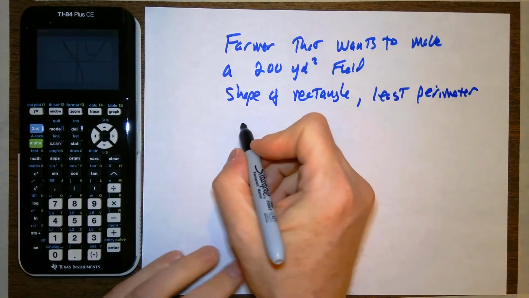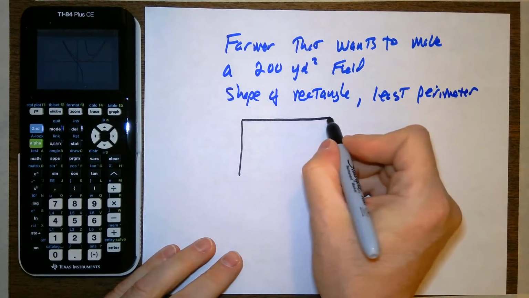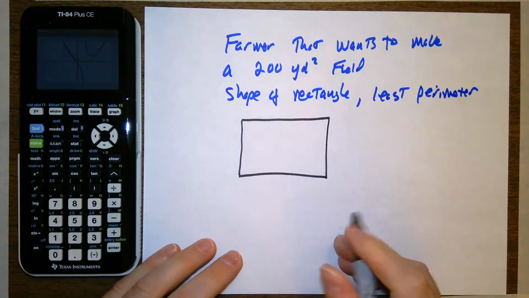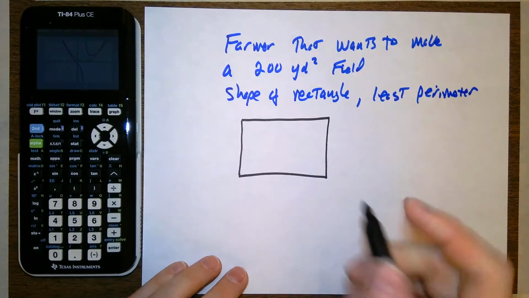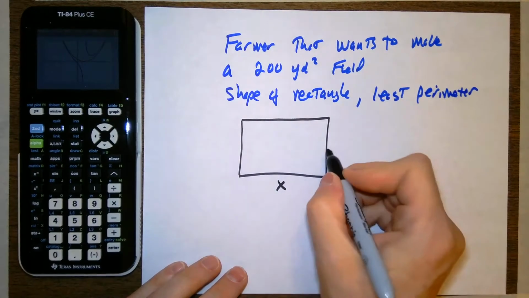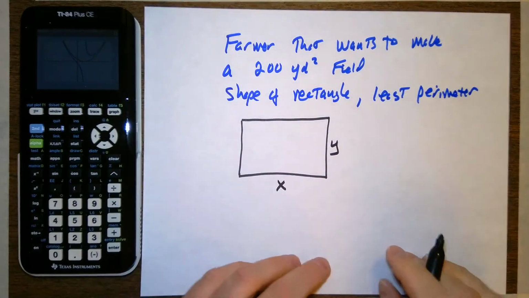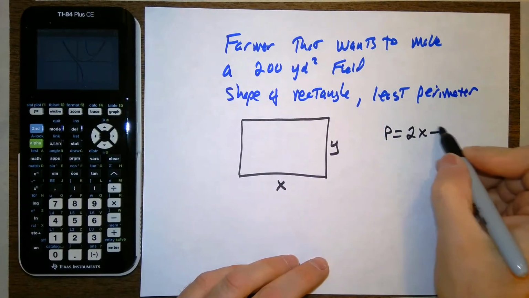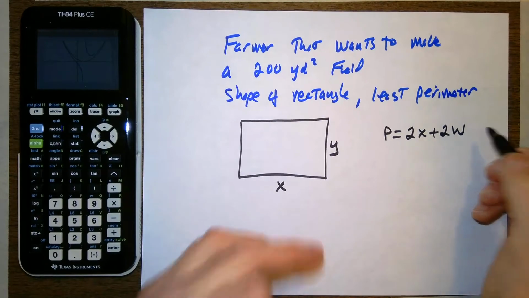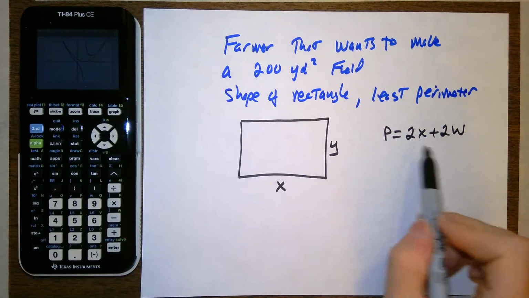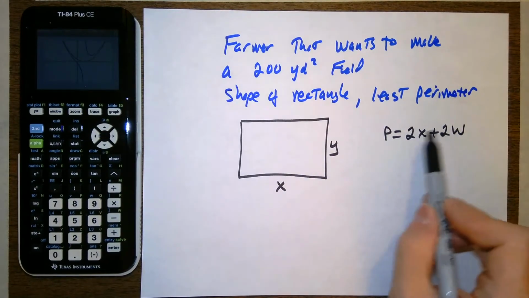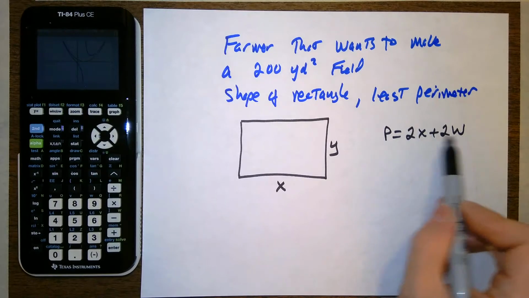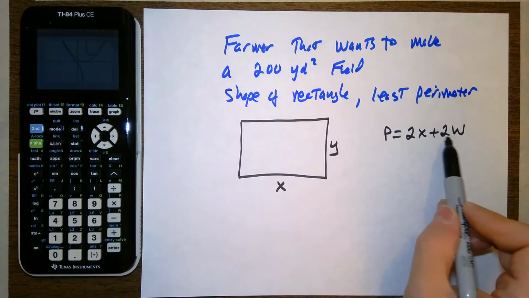If I draw a diagram of this situation, here's my farmer's field. I'm going to say that this is x and that this is y. The perimeter would be 2 lengths and 2 widths. Well, that doesn't really work for me. I can't maximize or minimize this. I've got many variables in there. What else do I know?